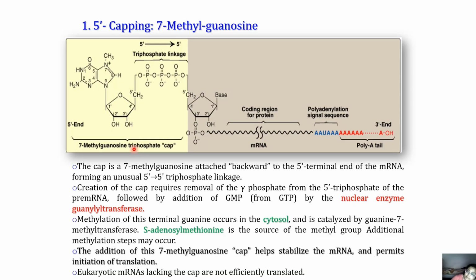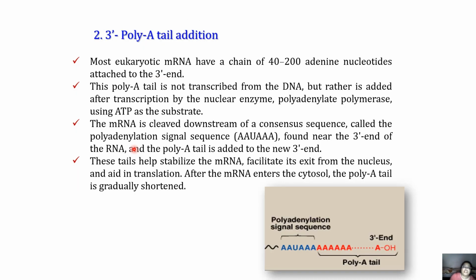The addition of this 7-methylguanosine cap helps stabilize the mRNA and permits initiation of translation. Eukaryotic mRNA lacking the cap is not efficiently translated. Now, if we talk about the poly A tail addition, most eukaryotic mRNAs have a chain of 40 to 200 adenine nucleotides attached to the 3' end. This poly A tail is not translated from the DNA but rather is added after transcription by the nuclear enzyme polyadenylate polymerase using ATP as a substrate.